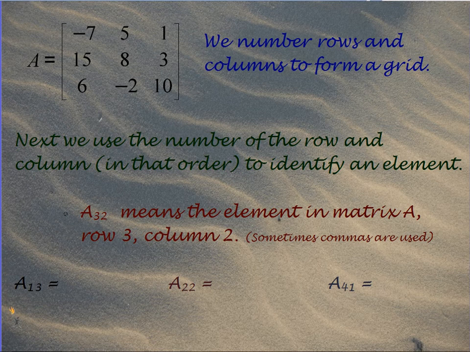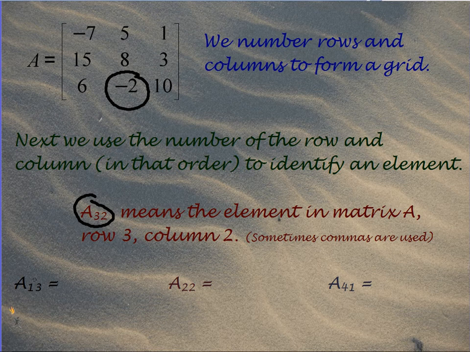So when I say A32, that means matrix A, row 3, column 2. So if I come up to matrix A, go to the 3rd row, 2nd column, I'm going to be talking about the number, or the element, -2.